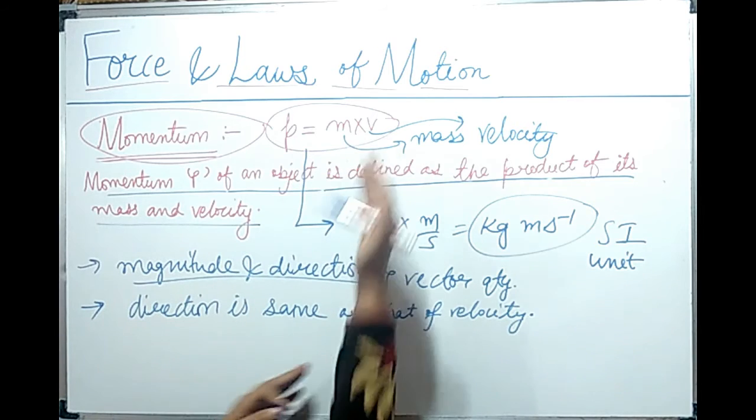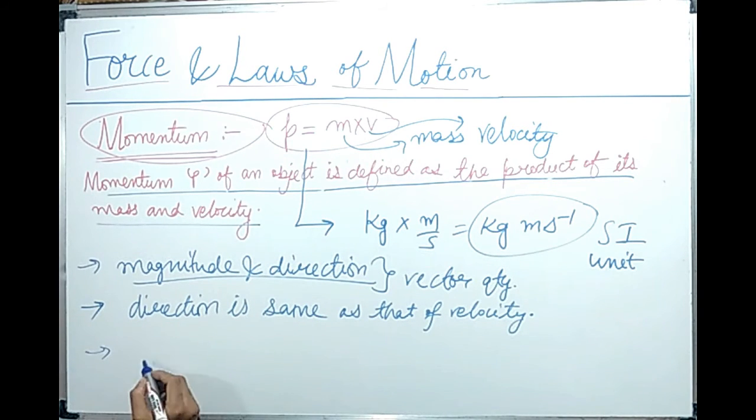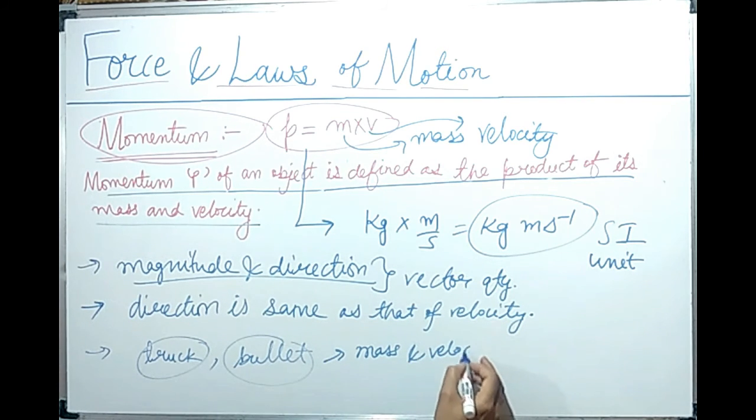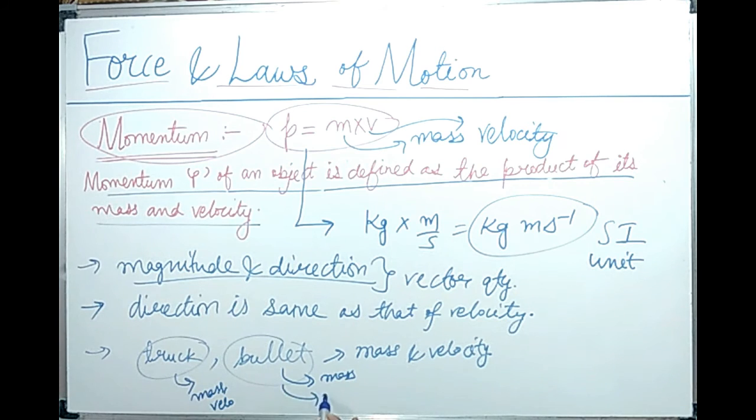Momentum is the product of mass and velocity, and you can explain it with the help of the examples we have discussed earlier, that is, truck and bullet. You can compare both of their mass and velocities. Truck being so heavy and having less velocity, bullet has less mass and more velocity. So you can compare both of these for explaining momentum. These are very good examples for explaining the concept of momentum. So I hope, dear students, now you have understood the concept of momentum. Thank you.